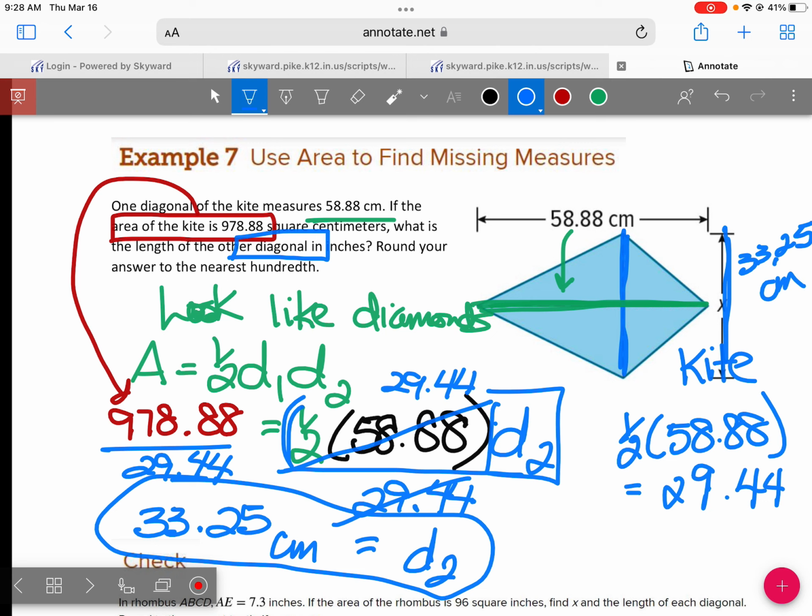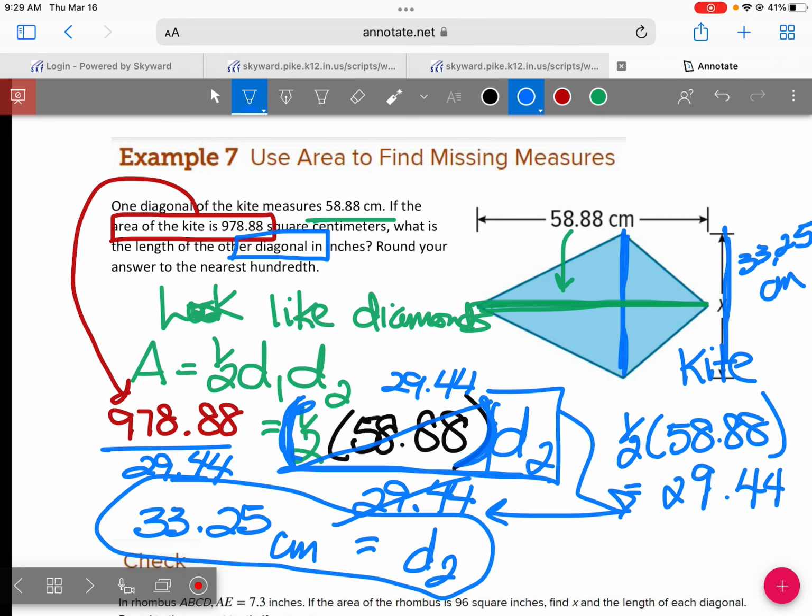Okay? Alexander, are you with me? What questions do you have on that? So the hardest part here, or I think the hardest part to remember, is to take half of that number to get a single number, then divide by that single number on both sides. Okay?